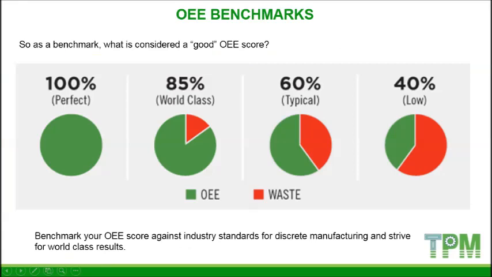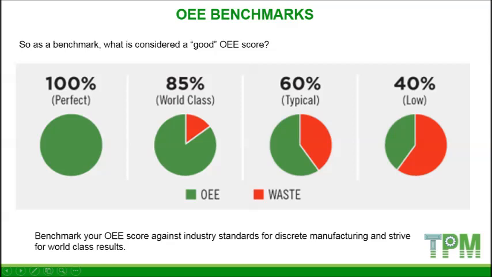An OEE score of 100% is perfect production, manufacturing only good parts, as fast as possible, with no stop time. An OEE score of 85% is considered world-class for discrete manufacturers. For many companies, it is a suitable long-term goal. An OEE score of 60% is fairly typical for discrete manufacturers, but indicates there is substantial room for improvement.